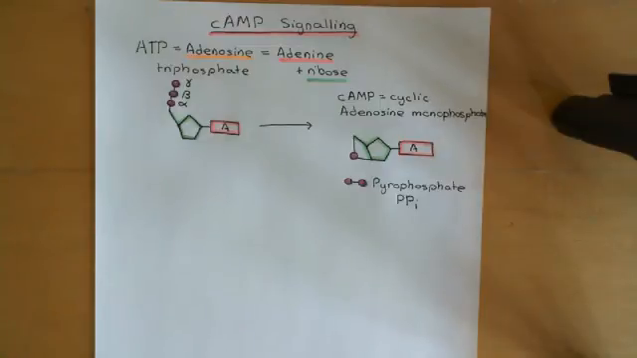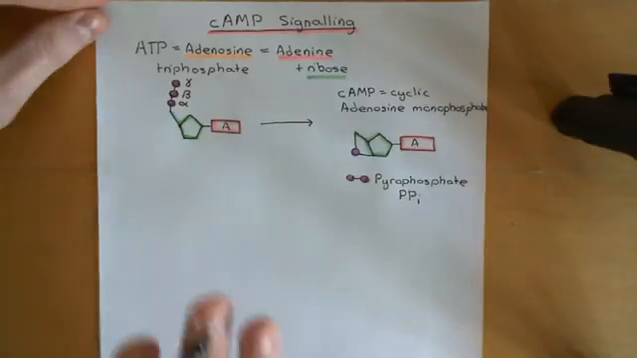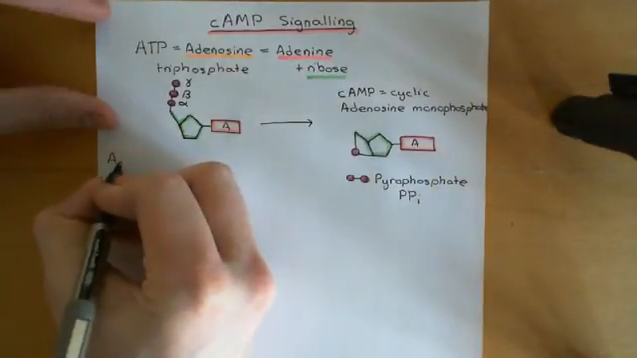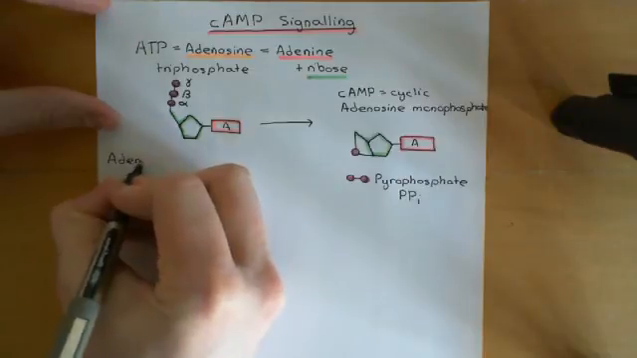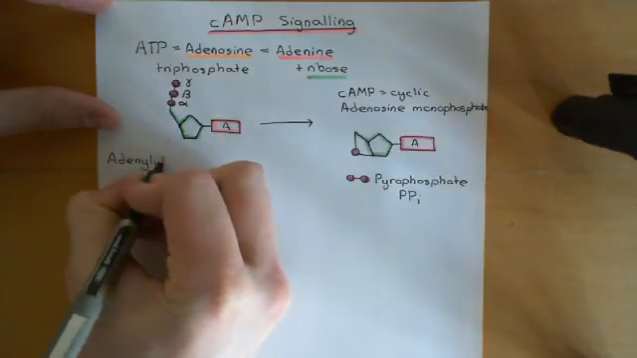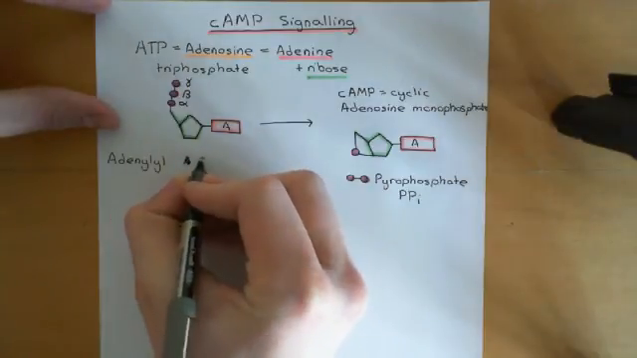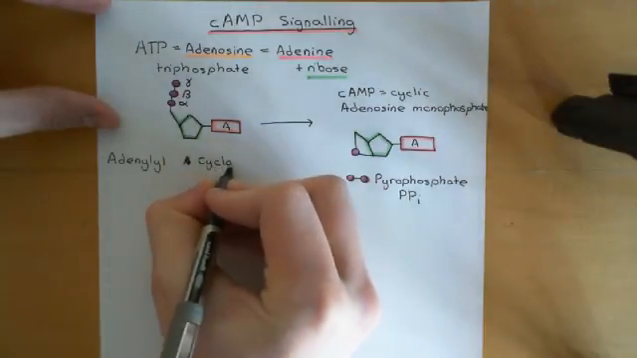Okay, so we can easily create cyclic AMP from a starting substance that we have a lot of. Right, so let's now talk about the enzymes that actually catalyze this reaction, because this reaction doesn't occur spontaneously. The enzymes which catalyze the conversion of ATP into cyclic AMP are called adenylyl cyclase enzymes.